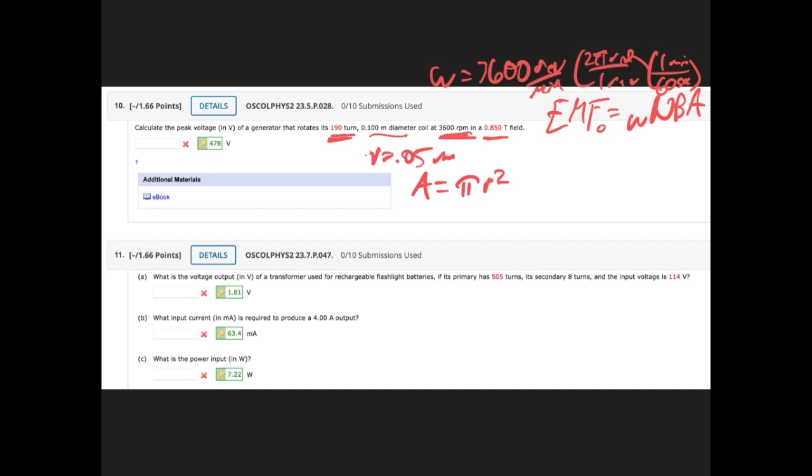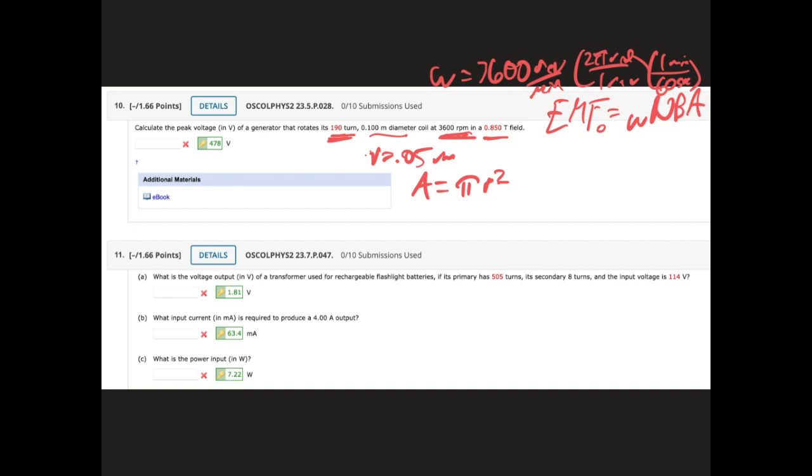Then I will have all of my bits of my equation. I'll have my omega, my angular velocity in radians per second. I will have my n given in the problem, my B, the magnetic field, also given in the problem in tesla, and my area in meters squared. Those are all the correct units. It will give me an output in volts. Plug them in, multiply them together.